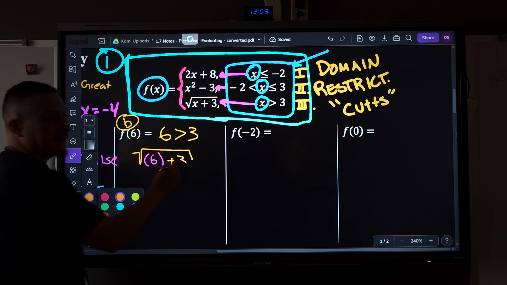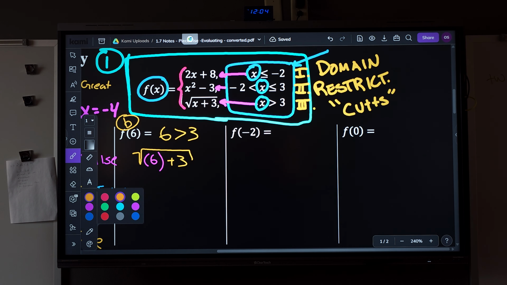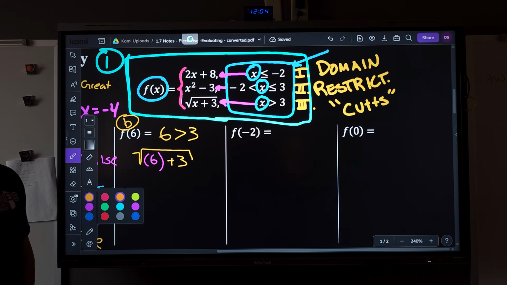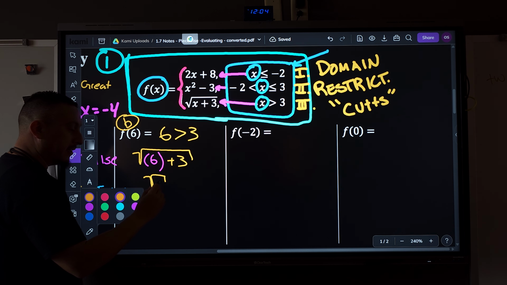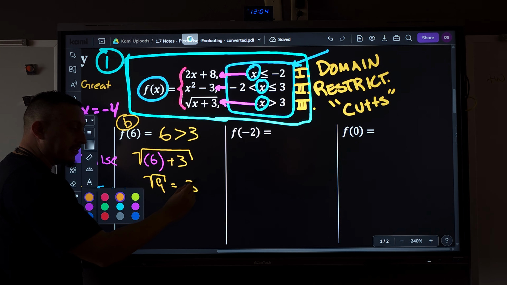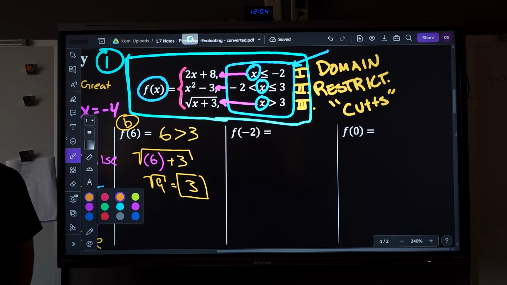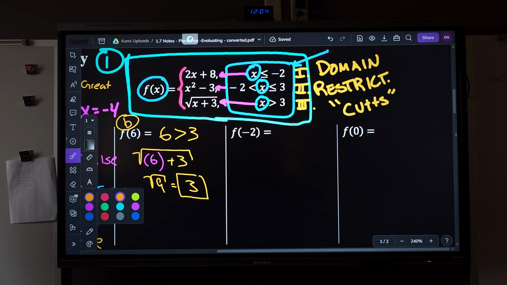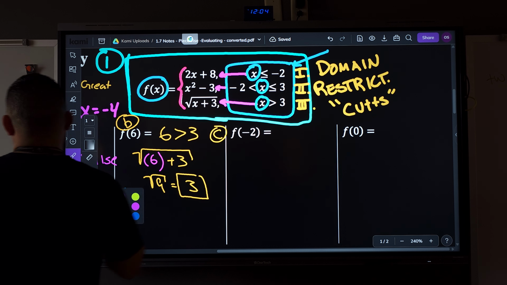Plus the 3. See how much faster it is? Like once you get to that answer. 6 plus 3 is 9. Square root of 9 is 3. That's your answer. Yeah. Once you get it, it's that fast. I had to slow it down. Okay. Do C.